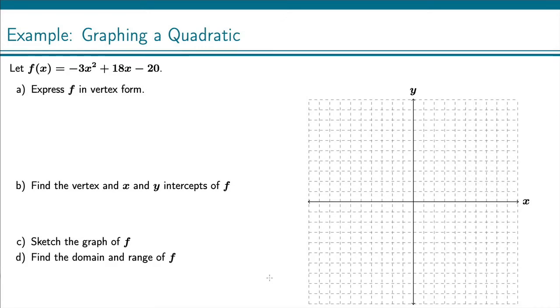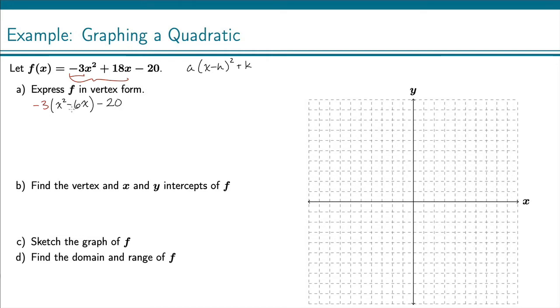Let f of x equal negative 3x squared plus 18x minus 20. To express f in vertex form, we're looking for the form a times x minus h squared plus k. With a leading coefficient in front of that x squared, the first thing we do is factor that number out of the first two terms. So we pull our negative 3 out, and we're left with an x squared minus 6x. And then we have our minus 20.